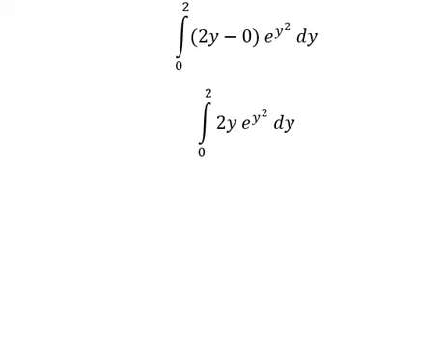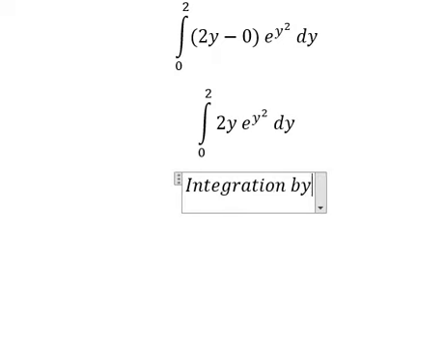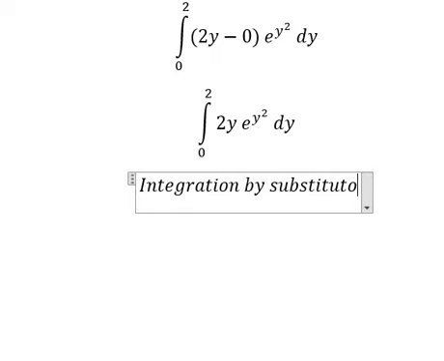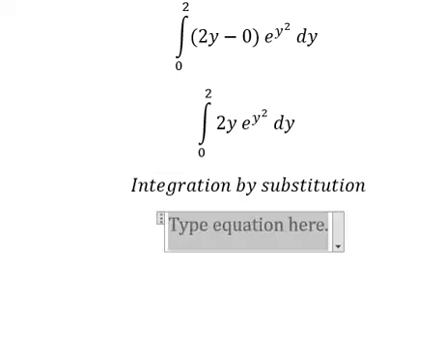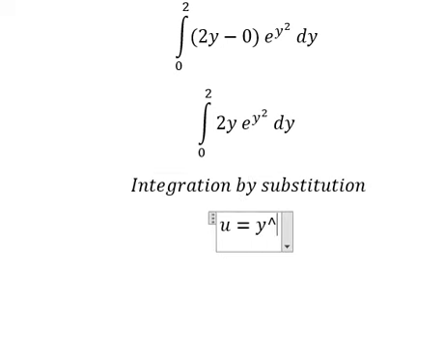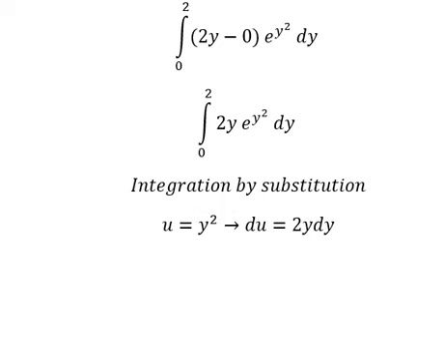So we can use integration by substitution. So I will put u equals y squared. Later we need to do first the derivative for both sides, and we have 2y dy. Next, we need to change the bounds.